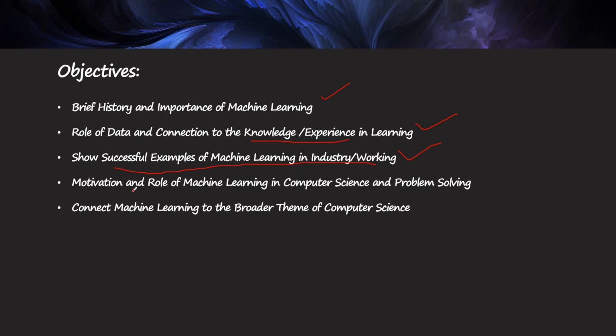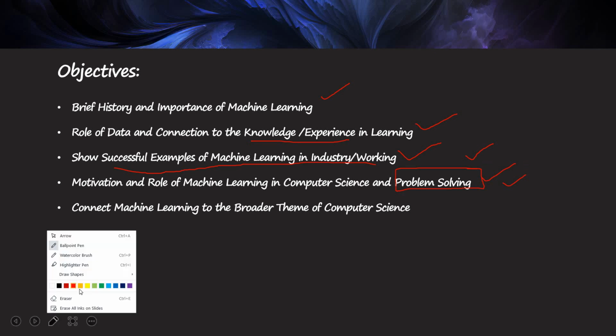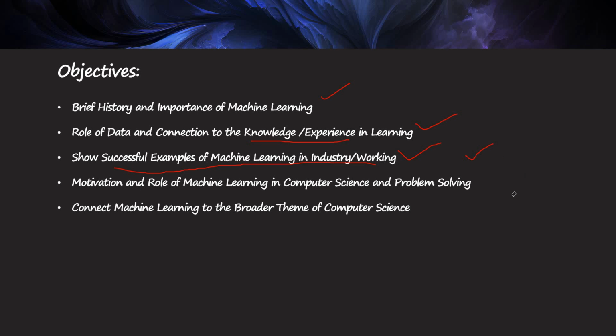Now moving on further, we will know about the motivation and role of machine learning in computer science as well as in problem solving. Problem solving is part of AI as well. When we are talking about artificial intelligence, problem solving has been coined from there. There are problem solving agents, and there are so many types of agents which we learn about in artificial intelligence. But since this is machine learning, we are not going to learn about the agents and other things. But problem solving is a part of machine learning as well.